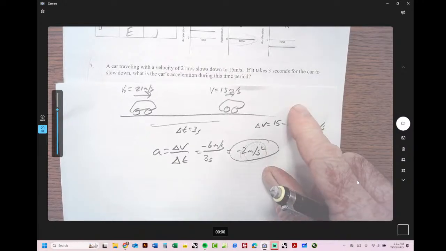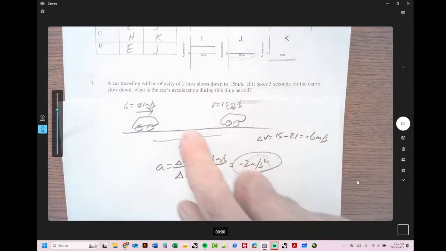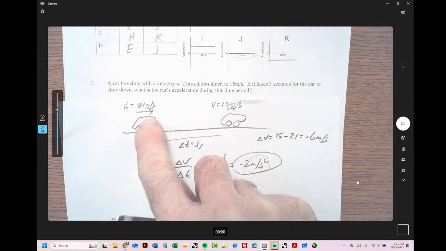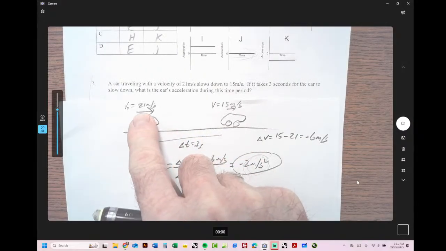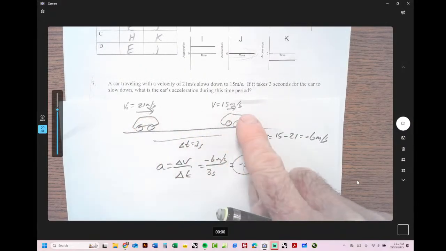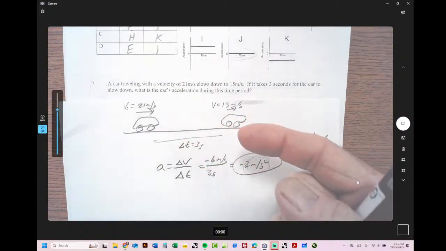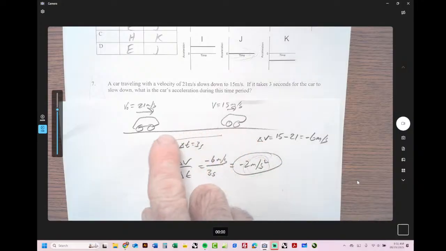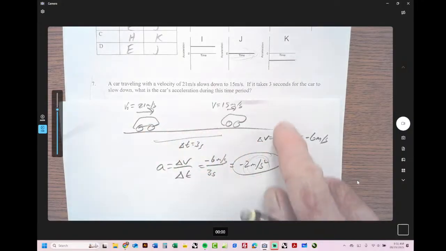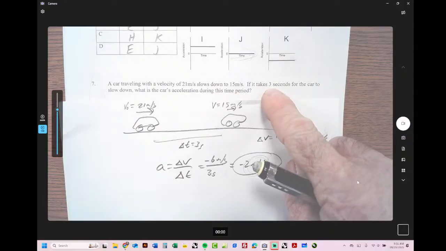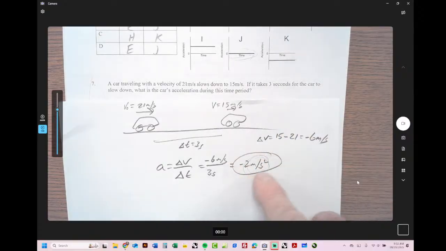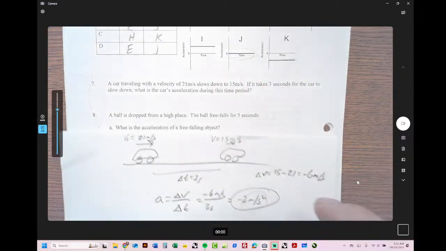So on the test, you could expect something like this, except it might be speeding up. It might be going from 15 meters per second to 40 meters per second, or it might be going left at 5 meters per second, and then it's stopping over here, and the amount of time might be different. Or maybe you're given the acceleration, and you have to find the time.